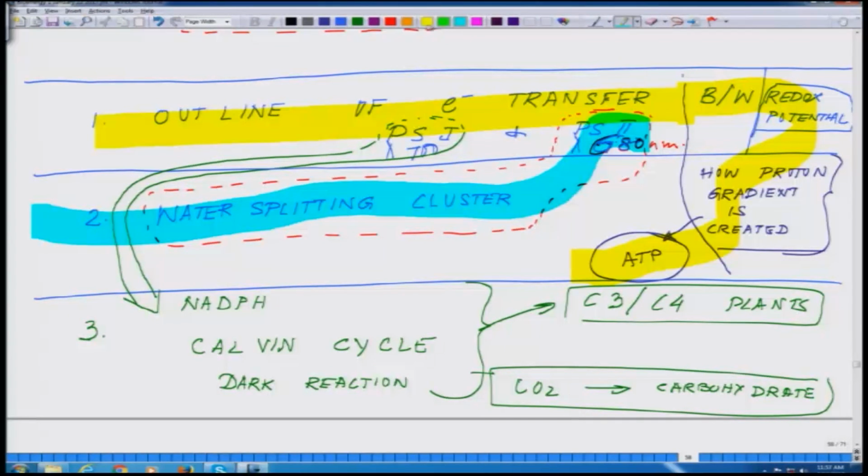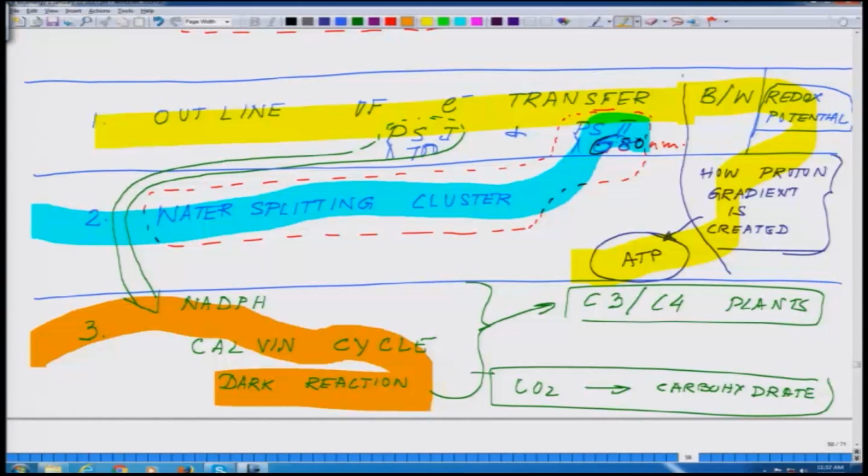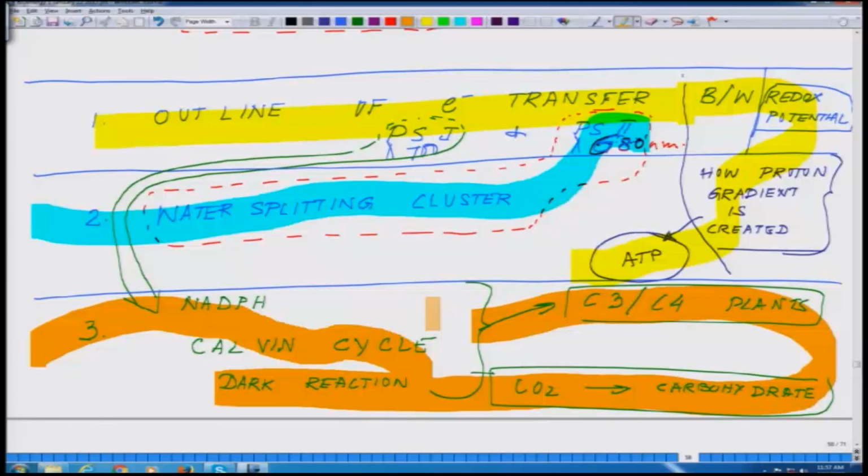And the third thing we will be dealing with will be NADPH as a strong reductant driving the Calvin cycle, or the dark reaction, where carbon sequestration takes place, followed by C3 and C4 plants. So, these are the three aspects we will be dealing with.